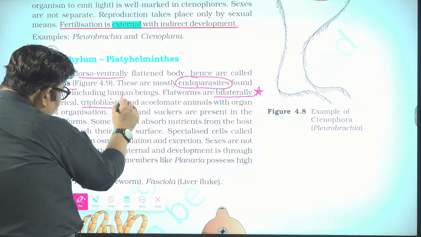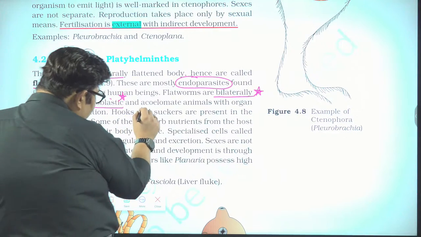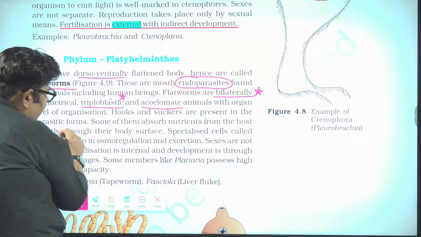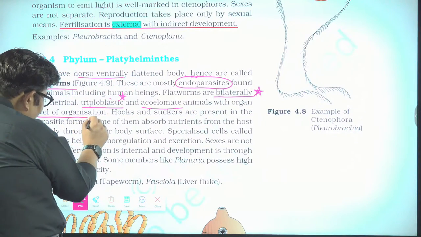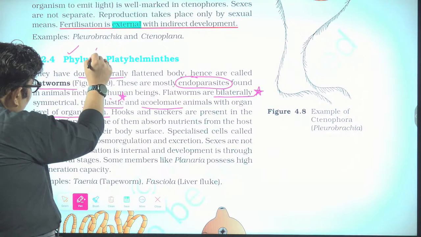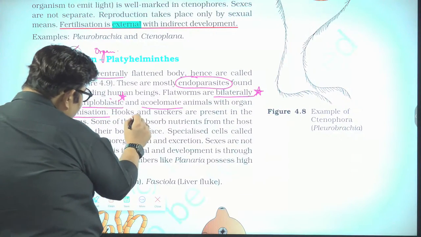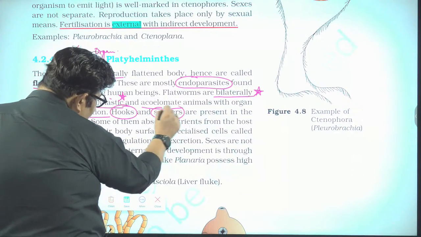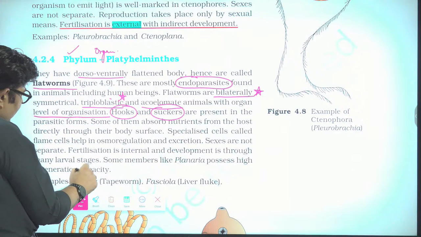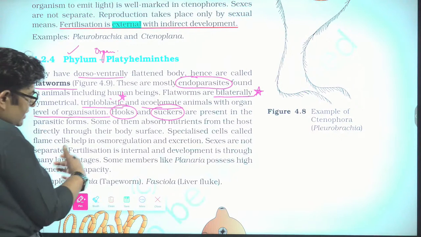Triploblastic. The first phylum to show triploblastic nature is Platyhelminthes, and they are acoelomate animals with organ level of organization. Hooks and suckers. Now these hooks and suckers, they are parasitic adaptations. Some of them absorb nutrients from the host directly through their body surface.